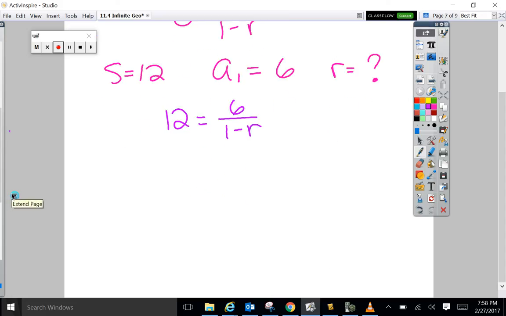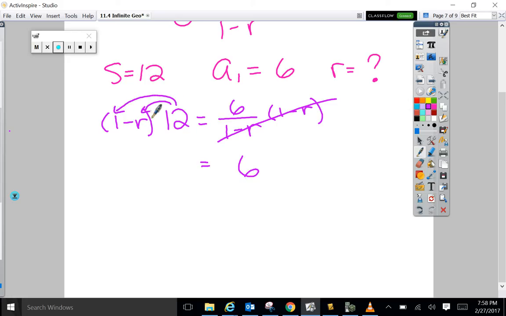In order for us to solve this with the R being in the denominator of the fraction, we're going to have to multiply both sides by that 1 minus R. Because now we have 1 minus R in the numerator, 1 minus R in the denominator, that will cancel. On this side, we'll just get 6. Over here, when you have a whole number times a quantity, you have to use the distributive property. And you will have to distribute the 12 to the 1 and to the R. So 12 times 1 is 12. 12 times negative R is negative 12R.